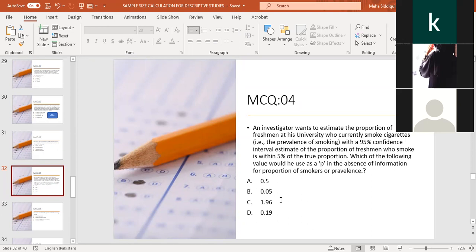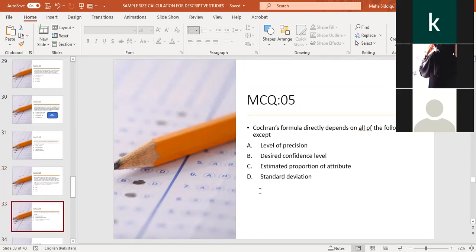Yes, 0.5 would be the right answer, because in case when we do not know the prevalence, we take it as maximum, that is 50% or 0.5. So the correct answer will be A.